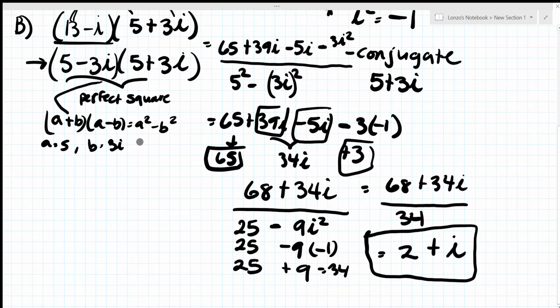Yeah, so for this one, we had to take the conjugate and then multiply top and bottom by the conjugate.